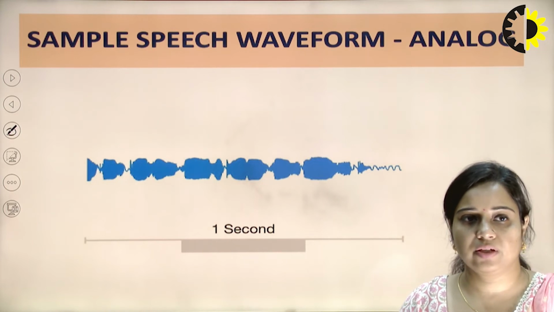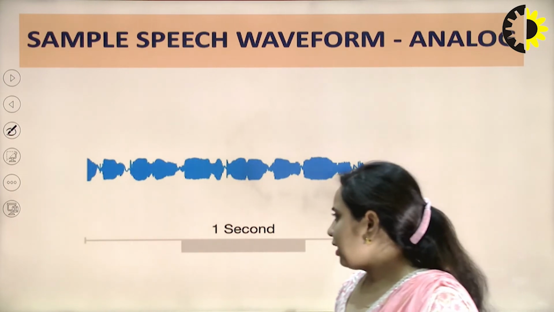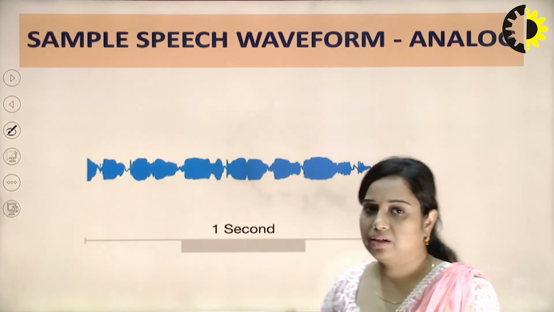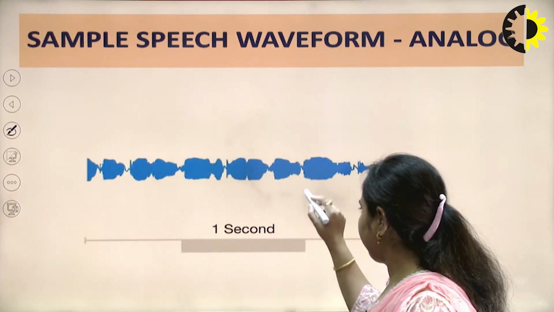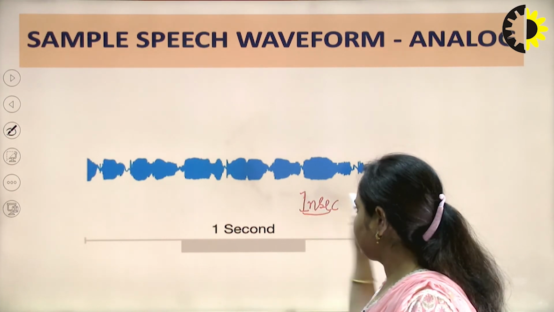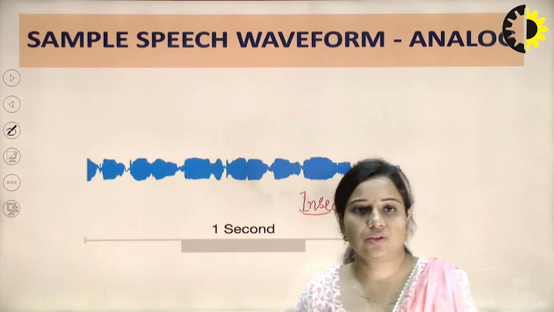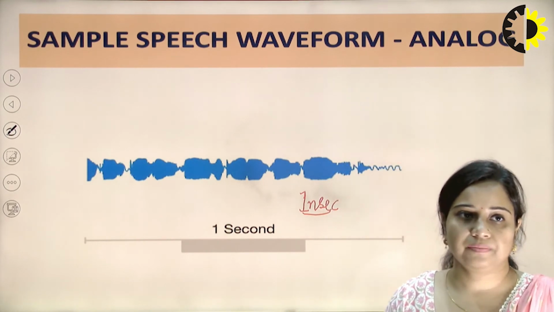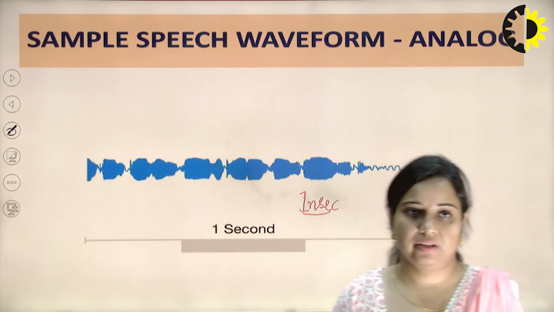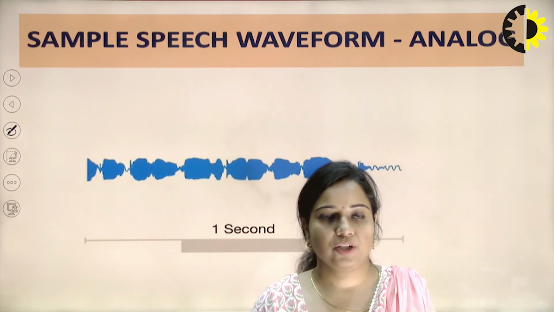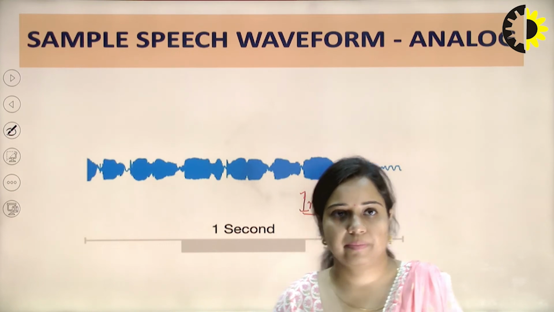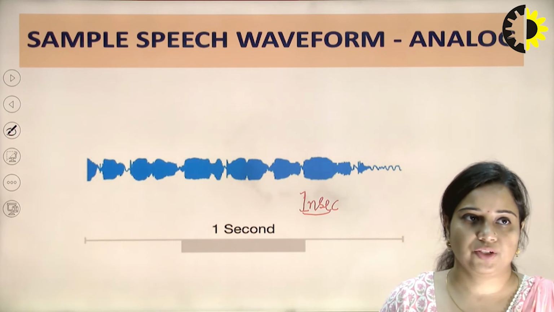You have to consider a portion of the signal. Let's say I have considered 1 second of signal, and from this I have to consider, let's say, 1 nanosecond of signal taken from this continuously varying signal. Now in this duration I have to consider it as a constant, stationary signal. Then it is possible to modulate this signal. So that is the sample speech waveform condition.